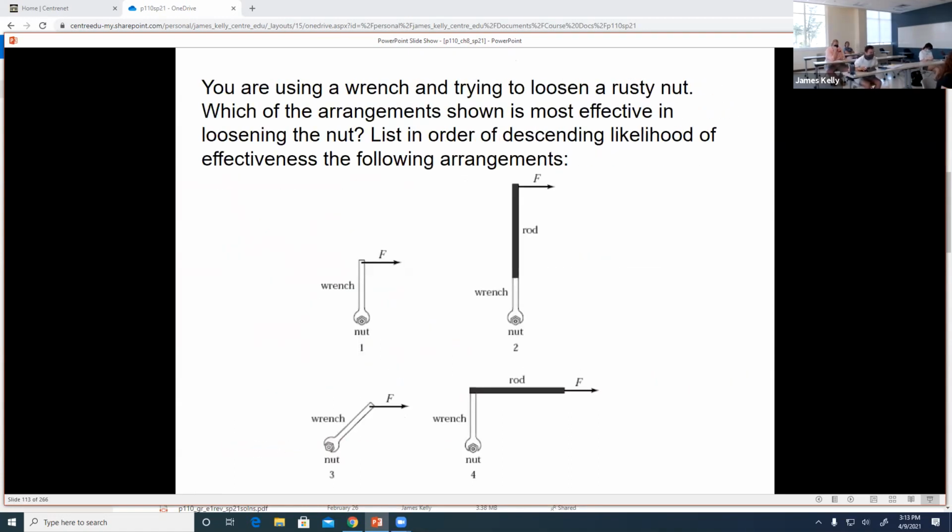Okay, one more voting question based on the same images here. You're using a wrench and, actually, this one isn't a voting question. We have to rank them. So you're going to have to tell me in words what you think about it. You're using a wrench and trying to loosen a rusty nut. Which of the arrangements is most effective in loosening the nut? List in order of descending likelihood of effectiveness. So which is going to be the most effective at loosening the nut?